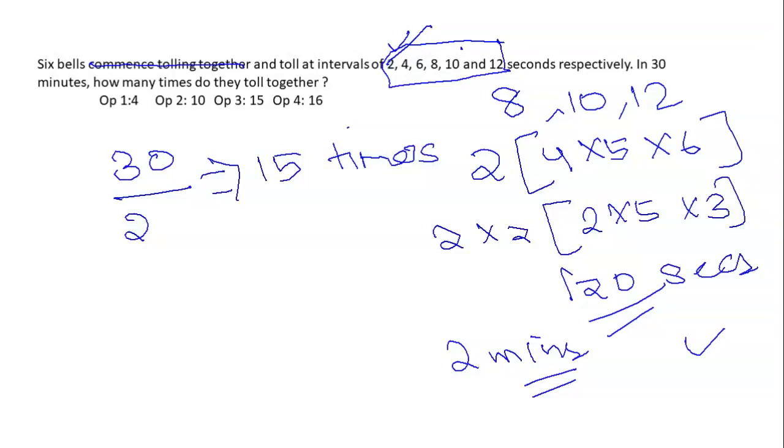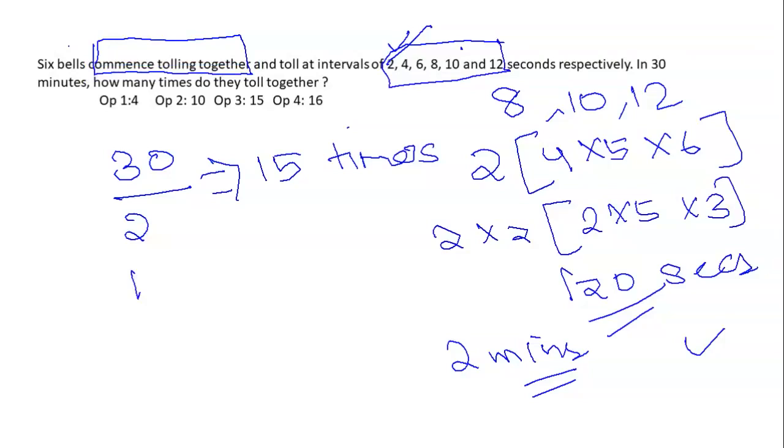This term is saying, commence tolling together. What does that mean? They commence tolling together, which means it starts by hitting together. It starts by hitting together, so it starts at time 0.